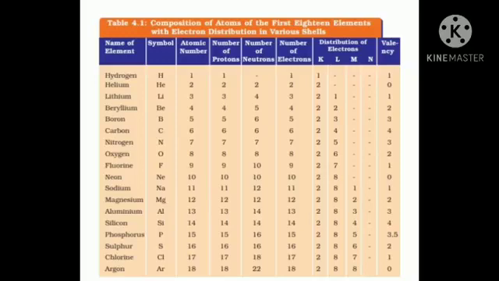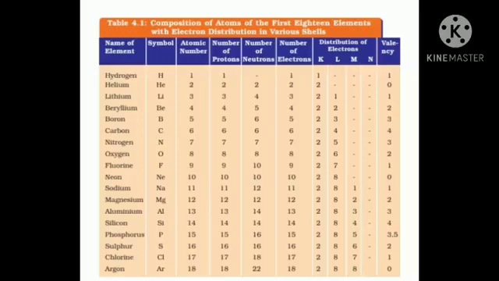How to find out the valency? If the number of electrons is 1 to 4 in the outermost shell, that will be the valency. If the number of electrons present in the outermost shell is above 4, then it should be subtracted from 8.